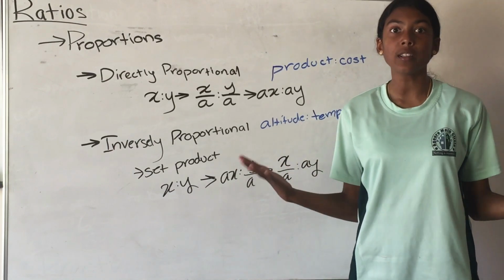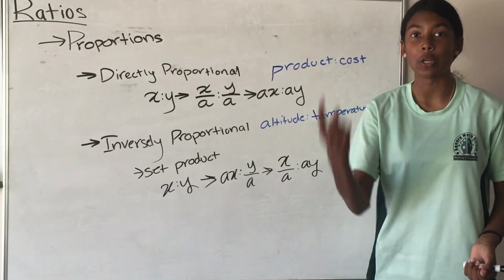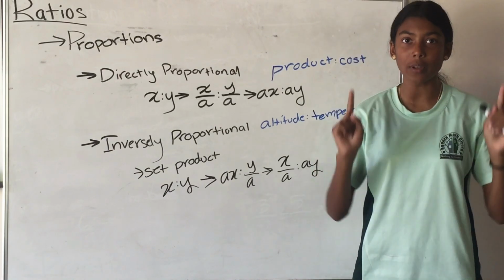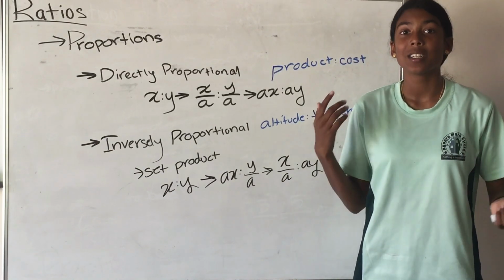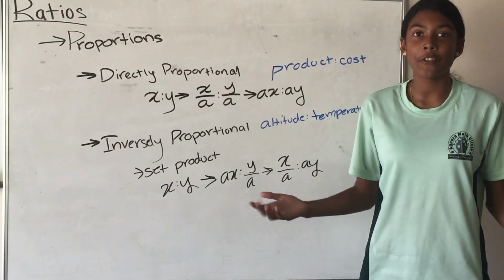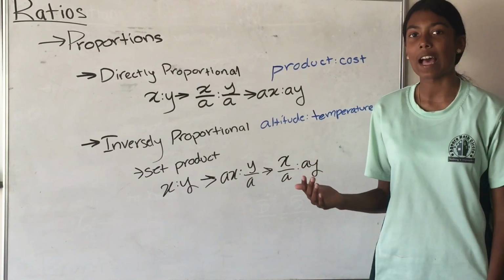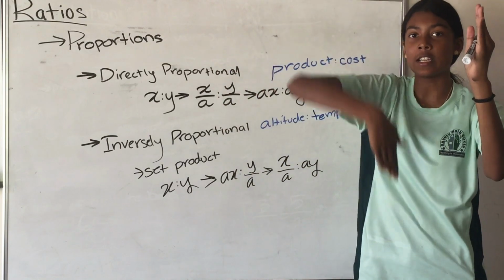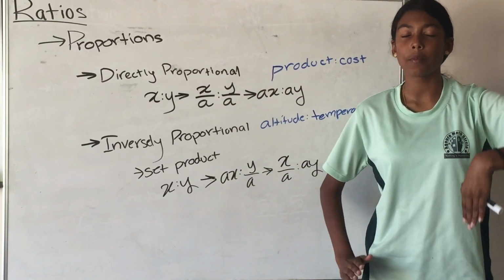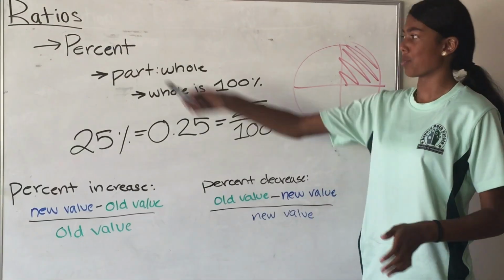So a real life example for directly proportional is the more stuff you buy, the cost goes up. So more stuff, cost goes up. They're both going up. And the less stuff you buy, the less expensive it is. So both go down. And for inversely, let's say you're going up a mountain or a hill. As altitude increases, temperature decreases. And as altitude decreases, temperature increases. So that's inversely proportional.